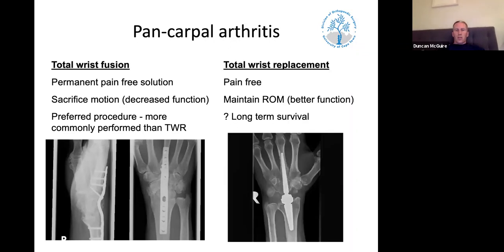Total wrist replacement is much newer on the market, but it does give a good pain-free option and maintains range of motion and gives patients better function. They're definitely happier with a replacement rather than a fusion, but like any joint replacement, it doesn't last forever and you have to select your patients carefully. So in a manual laborer who's 20 years old, you definitely wouldn't offer them a total wrist replacement. They'd be better off with a fusion, but if it's a 65-year-old lower demand patient, they're a much better candidate for a replacement rather than a fusion.